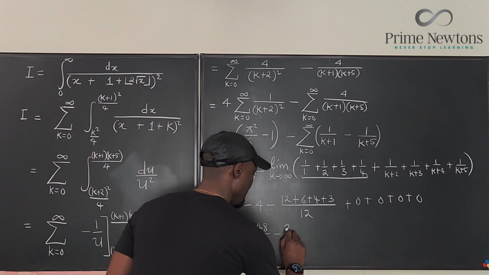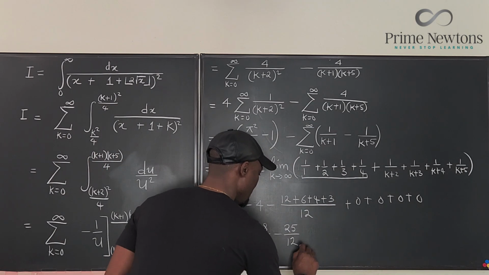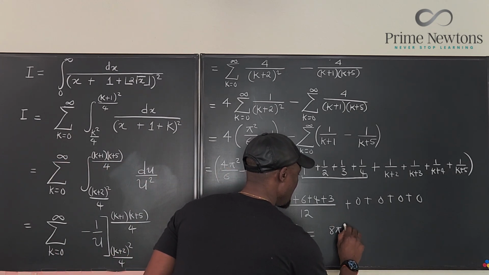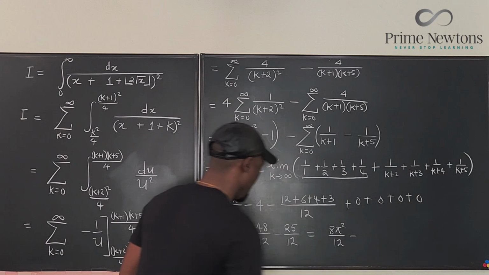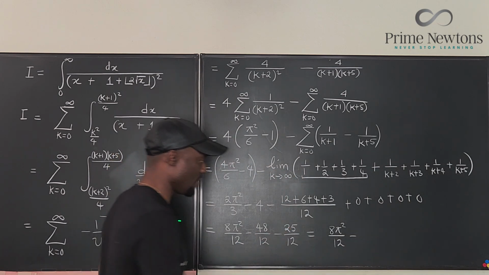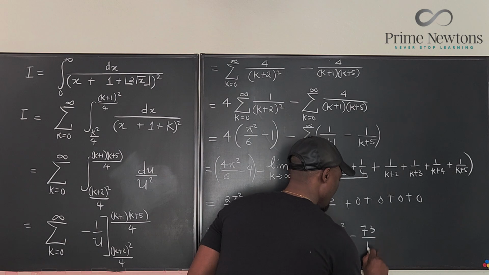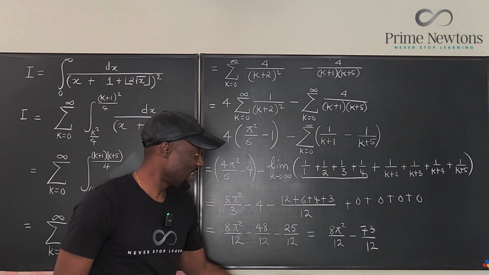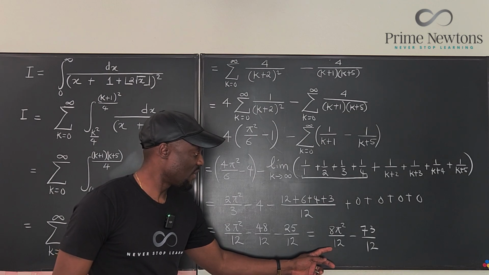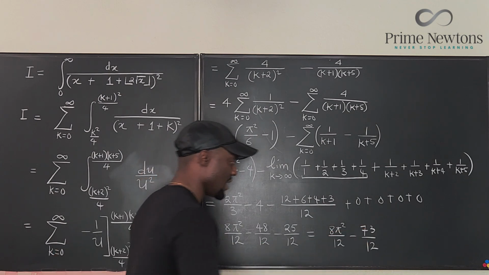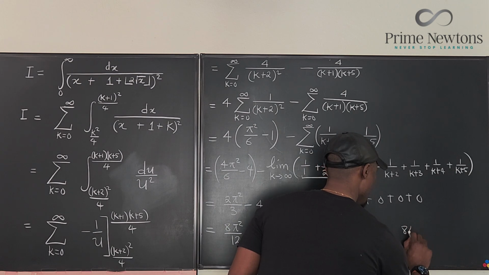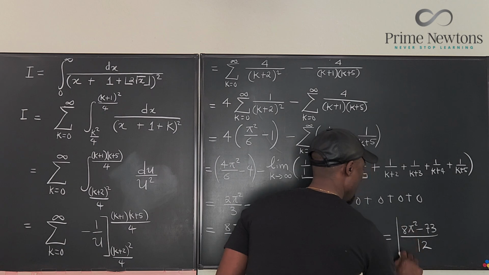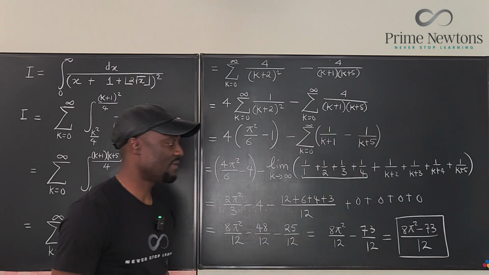So what do we get? 25 over 12. What does that look like? That looks like I have 8 pi squared over 12 minus, this is going to be 73 over 12. Nice. So I think this is it. We can actually combine the top and just leave it that way. So we can say it is 8 pi squared minus 73 over 12. This is the value of this definite integral.